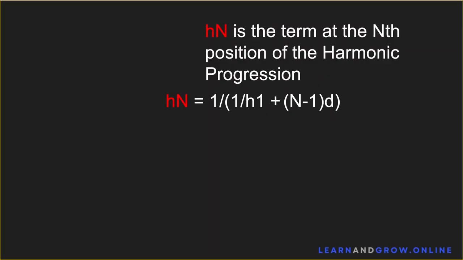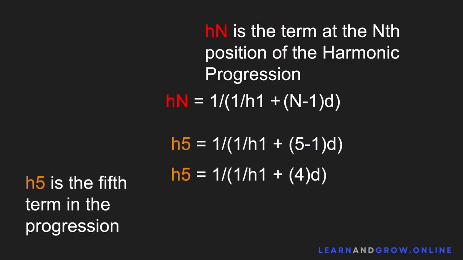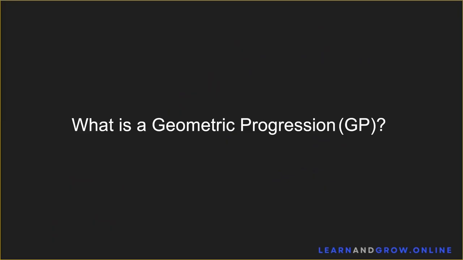So say you need to find the fifth term of the harmonic progression. That would be equal to 1 over, and then in the denominator you'll have 1 over the first term of the harmonic progression, because again we're dealing with reciprocals, plus n minus 1 into d. And since we took n as 5, n minus 1 would be 4. And d is the common difference that you'll find by taking the reciprocal of the harmonic progression and subtracting the consecutive terms. Now let's see what a geometric progression is.